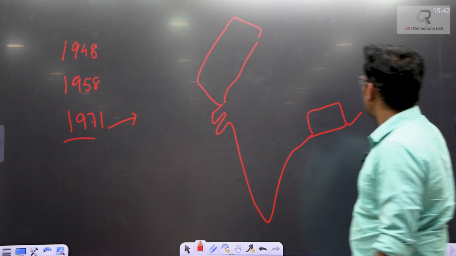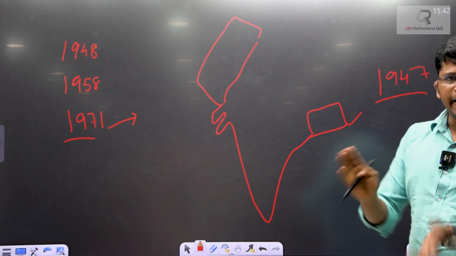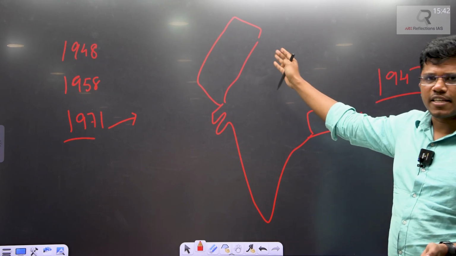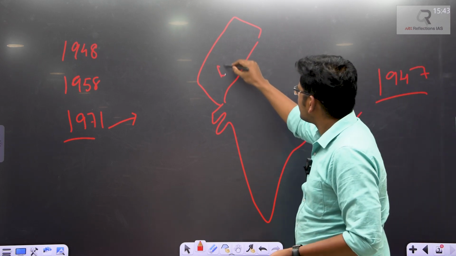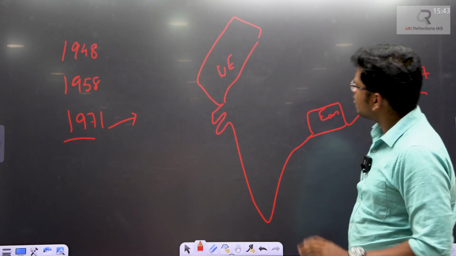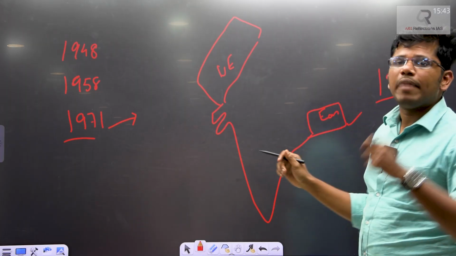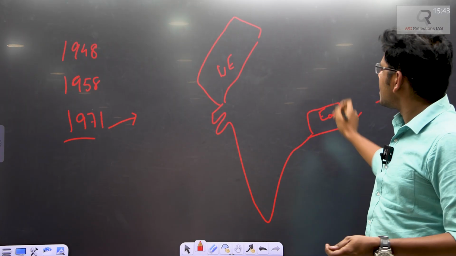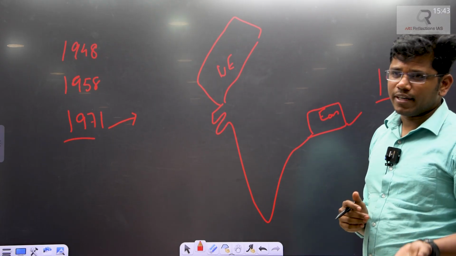In 1947, India was divided into Pakistan and India: East Pakistan and West Pakistan. The only reason they were divided like this was religion, but the customs and cultures are not the same. They were very much different.